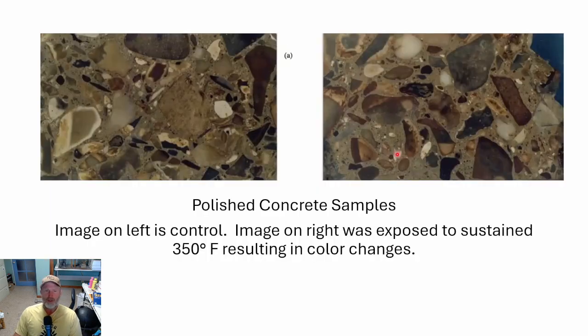Here's an example of concrete. What's interesting about this is you have polished concrete. The one on the left side, that was your control. That was at normal ambient conditions. The one on the right side was kept at 350 degrees Fahrenheit for an extended duration. And what happened was there's clear color differences in your aggregate as well as the Portland cement matrix.